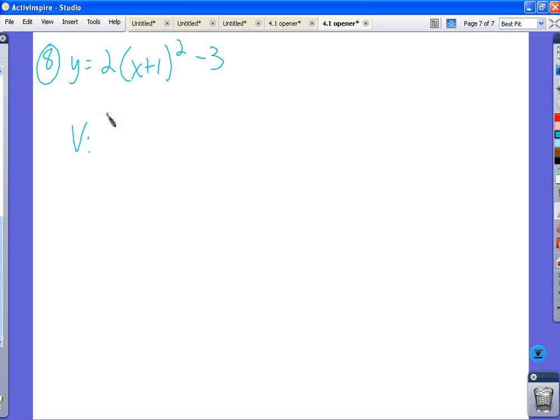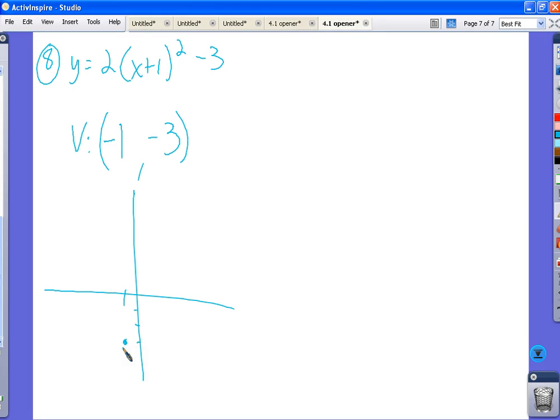Okay, we're gonna find the vertex. It's very simple. What's this gonna do? The +1 moves it where? To the left, how much? 1. So the vertex will be to the left 1, -1, and down 3. So our vertex will be at -3. Finding the vertex is very simple with the vertex form: -1, -3.